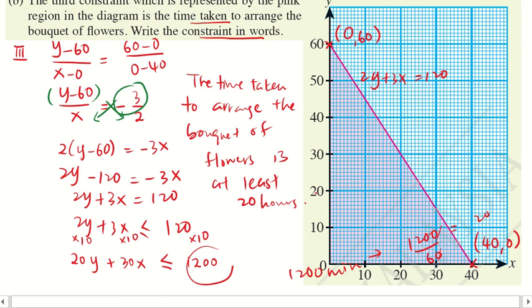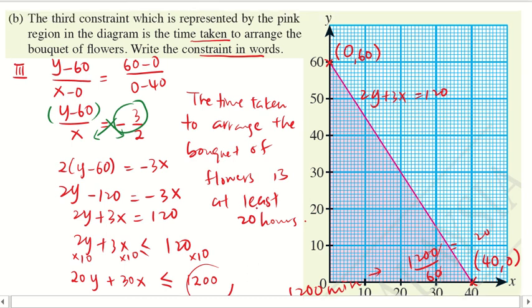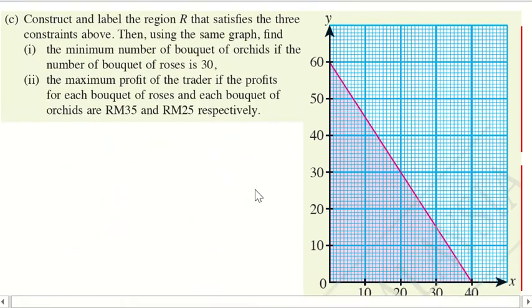I think the answer to the question in the textbook is a bit weird. So now, okay, then we go to part C. It wants you to construct and label the shaded region that satisfies the 3 constraints. We have to label first.